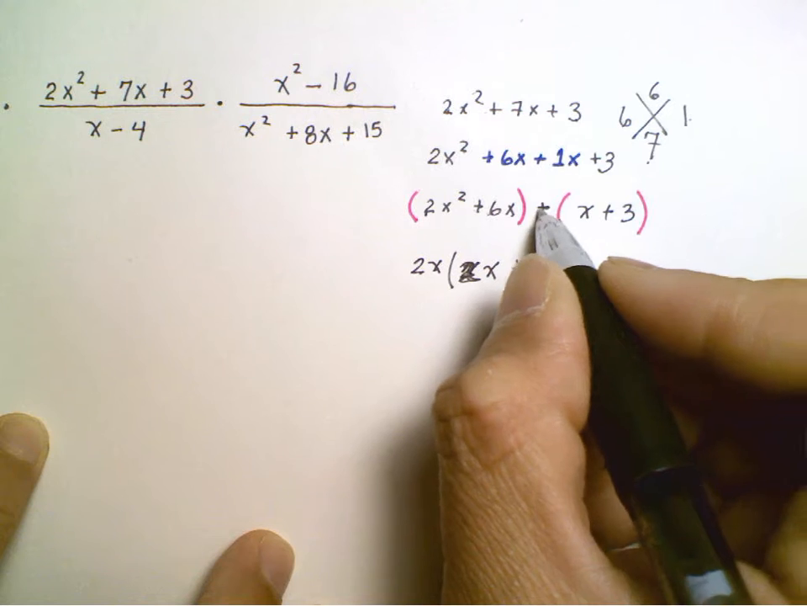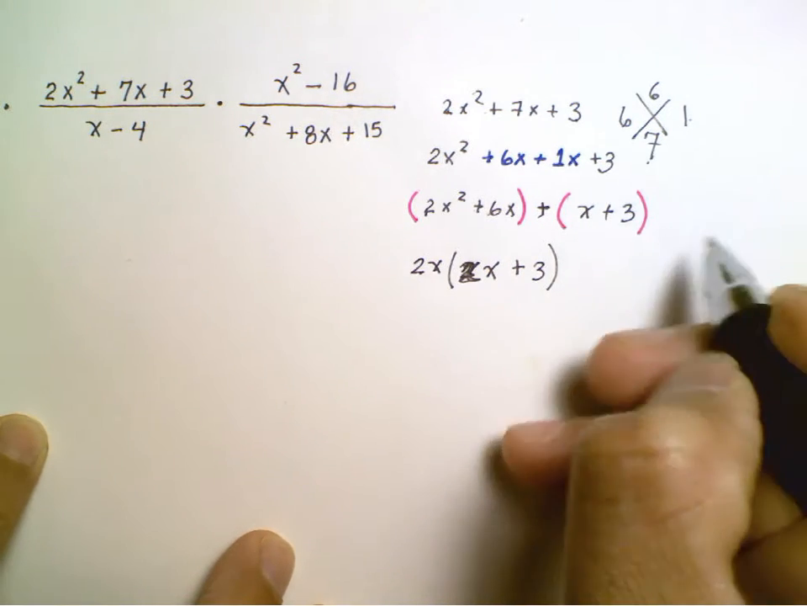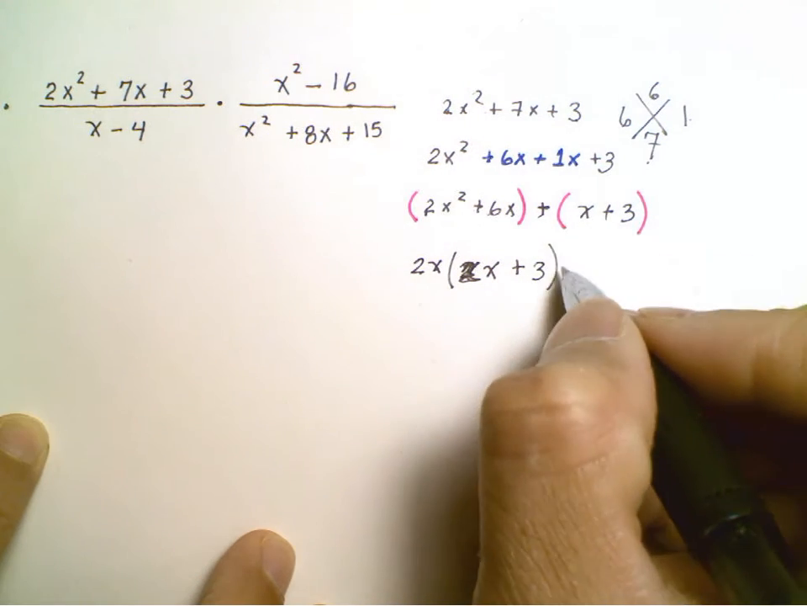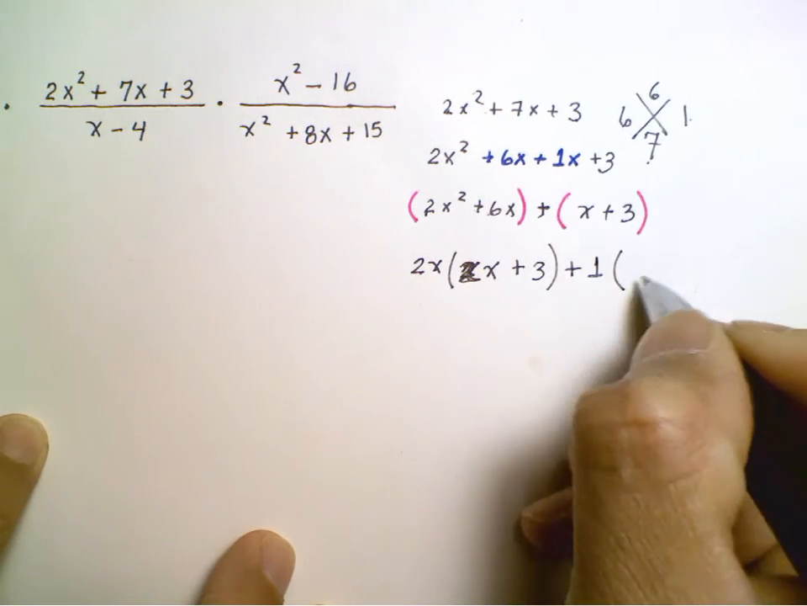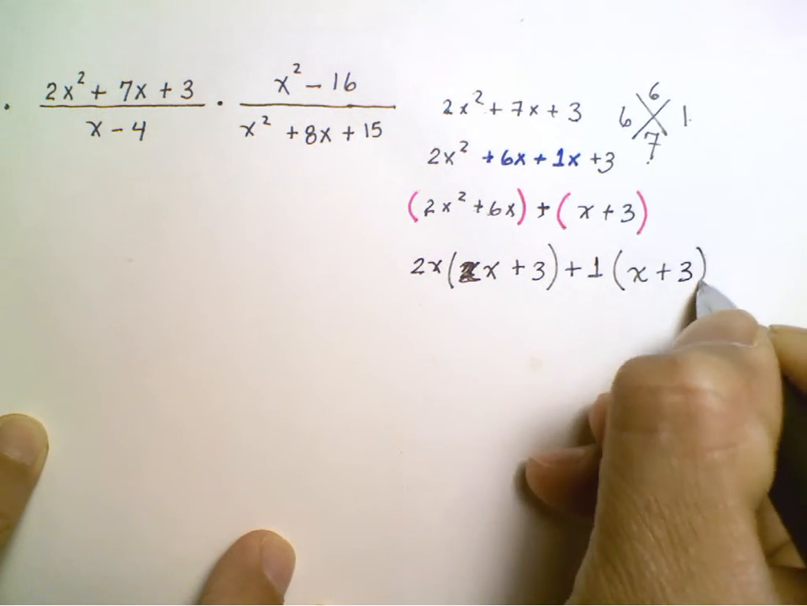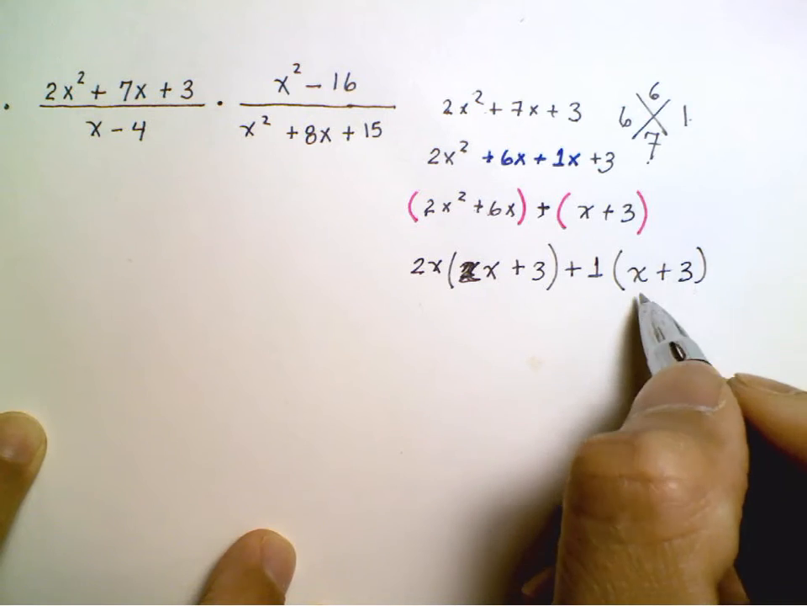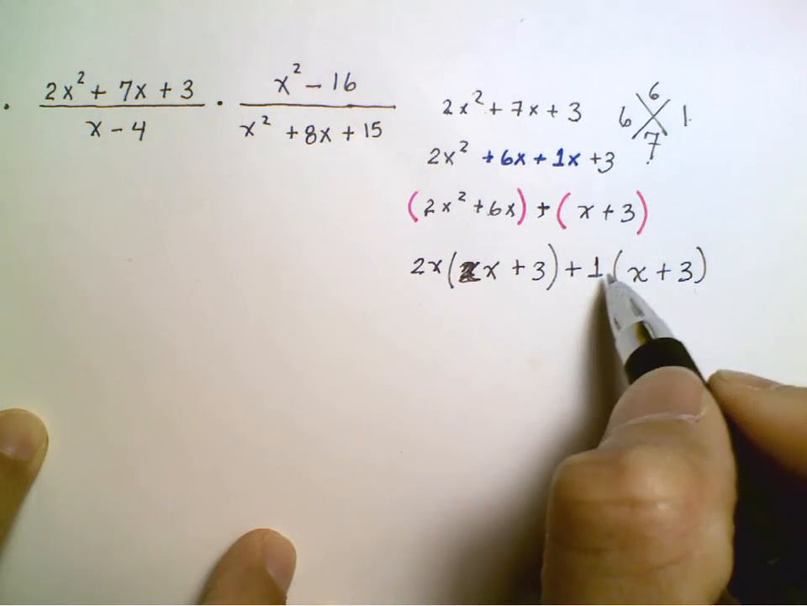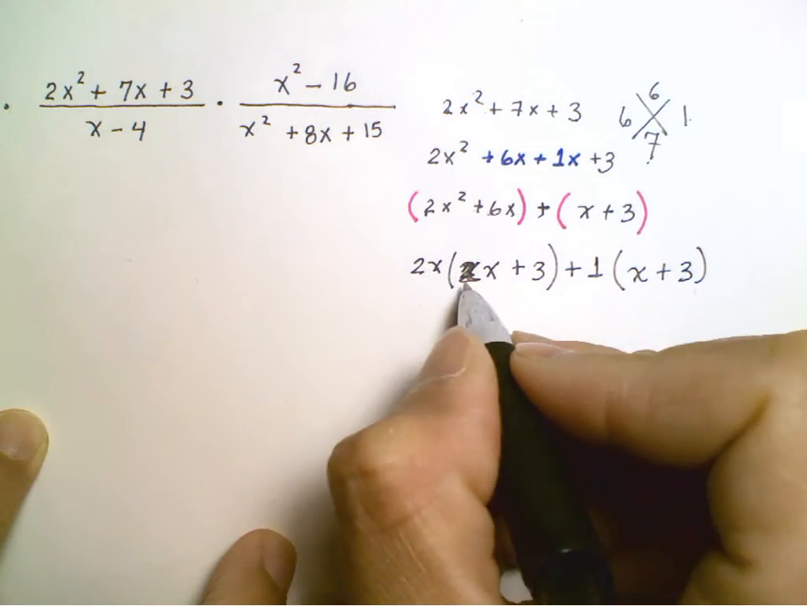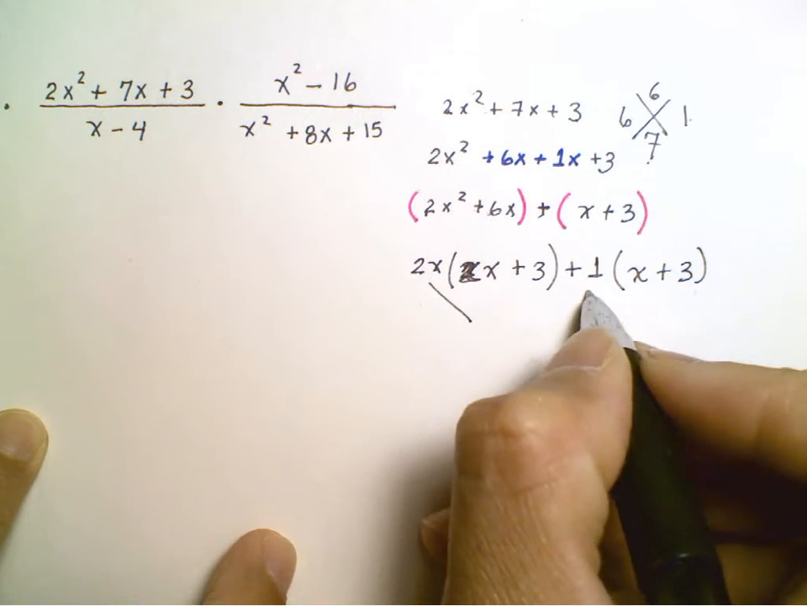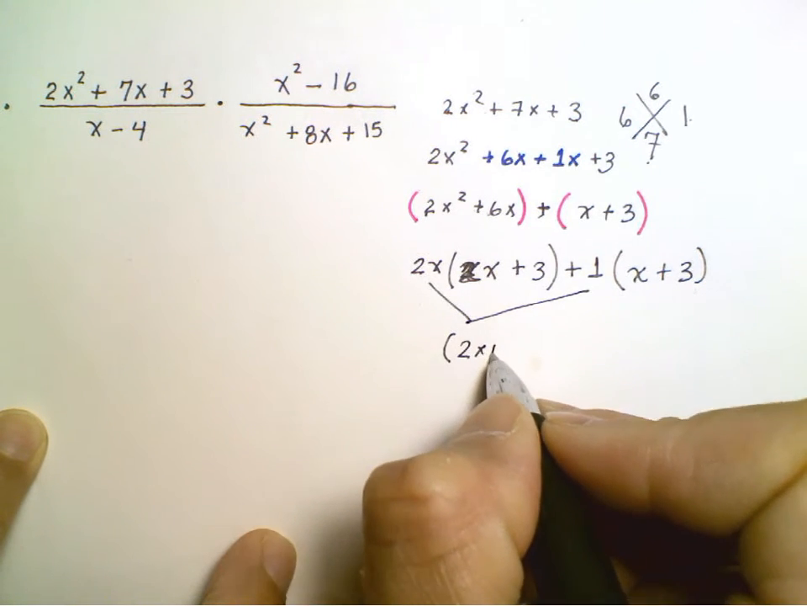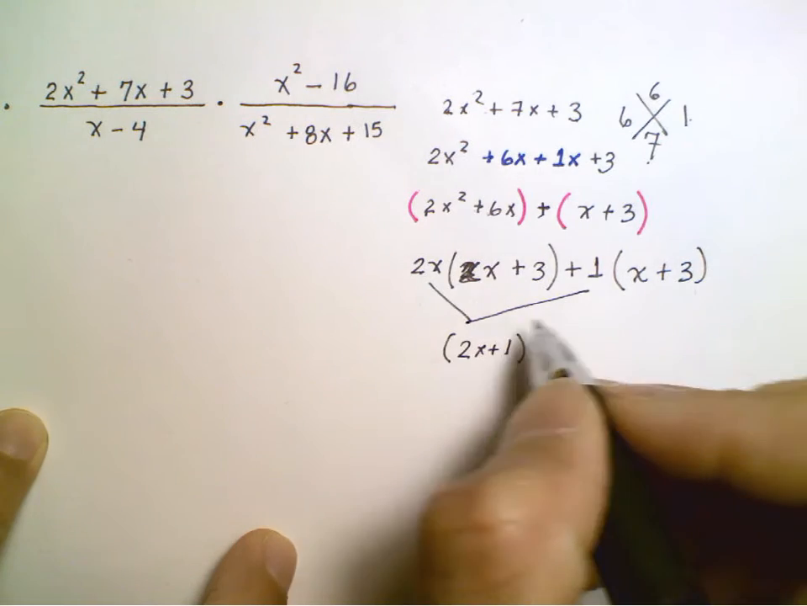And then the second one, you have x plus 3, which is a prime binomial. So in this case, the greatest common factor is going to be 1. So I'm going to write 1 times x plus 3. Why 1? It does not affect anything. x and 3, there is no common factor, only 1. So we're going to group 2x plus 1 and x plus 3.